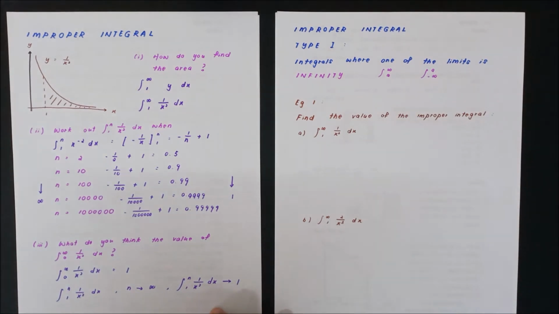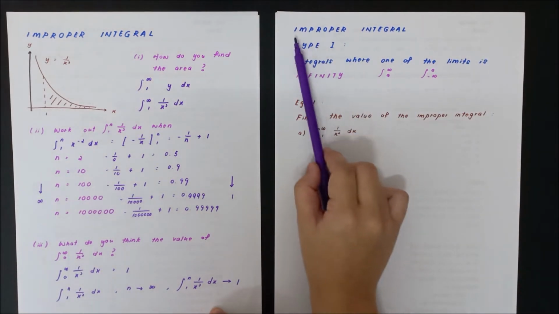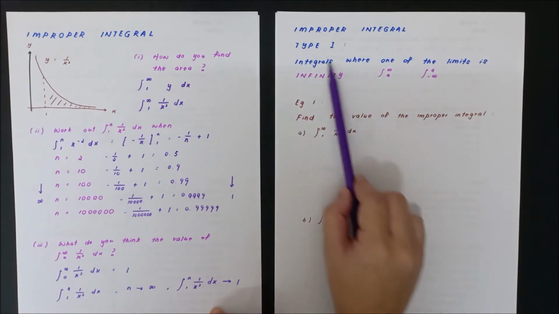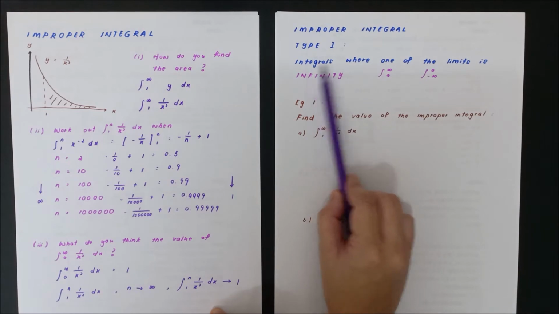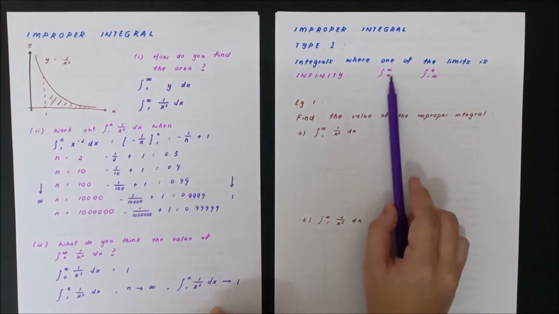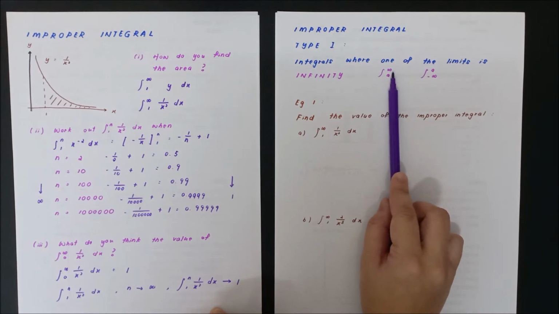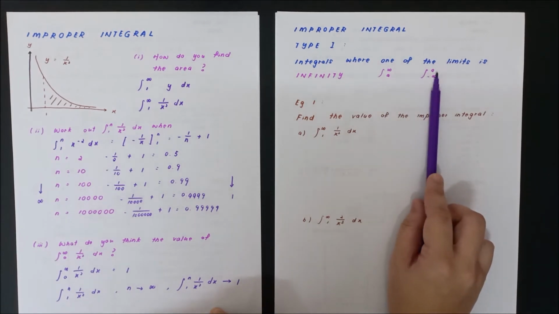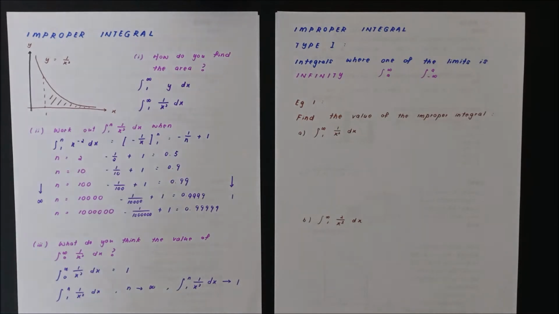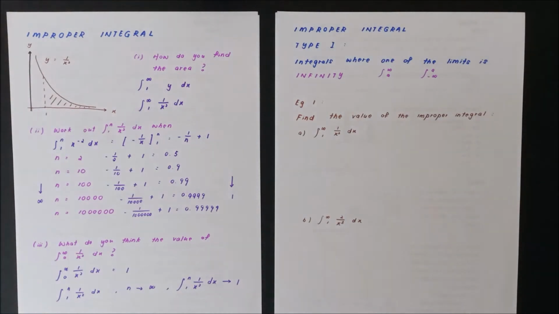Before that, let's talk about what an improper integral is first. We are learning the first type here. The first type is an integral where one of the limits is infinity, meaning it can be from a to infinity or from negative infinity to a. As long as you have an infinity for your limit of your integral, that will be called an improper integral. Now we'll be learning how to solve this mathematically.